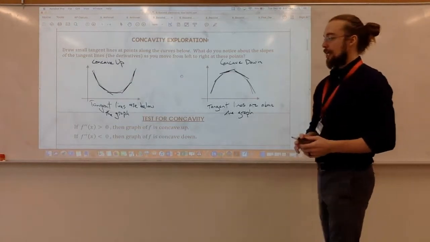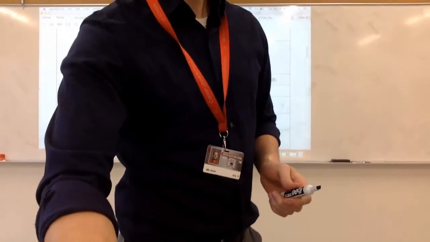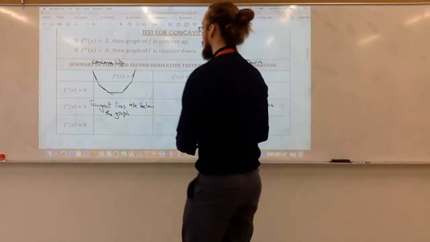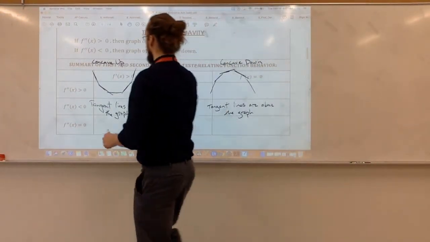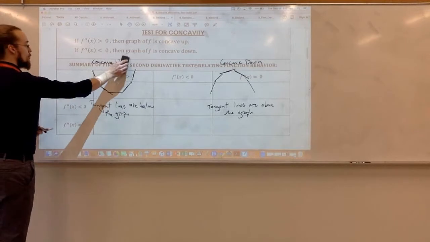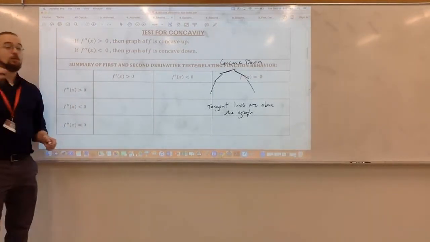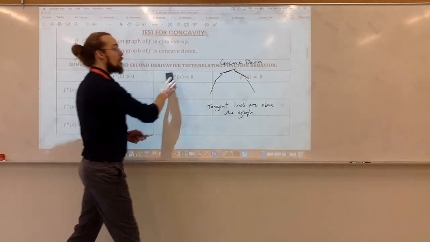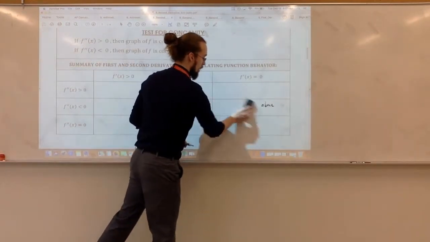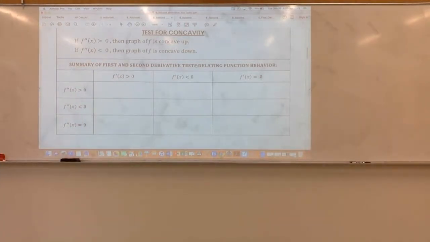Alright. So the keys then are right here. If the second derivative is positive, that tells me that the graph of the original function is concave up. If the second derivative is negative, that means that the graph of the original function is concave down. So what we're going to end up doing is making a sign chart with the second derivative, okay? Exactly like we did with the first derivative.